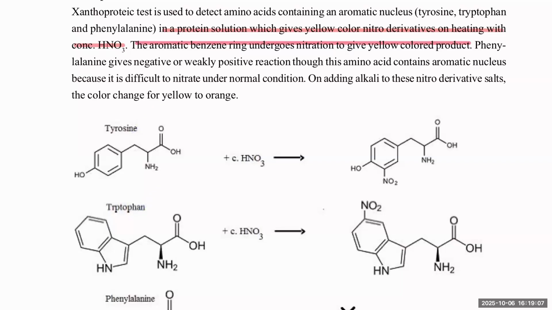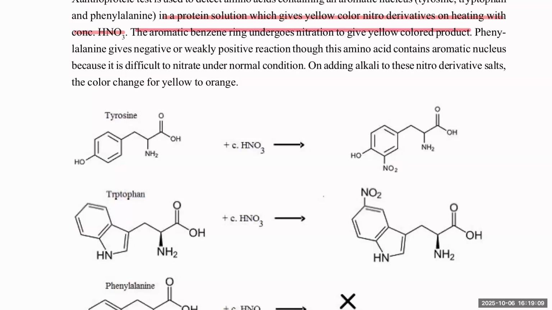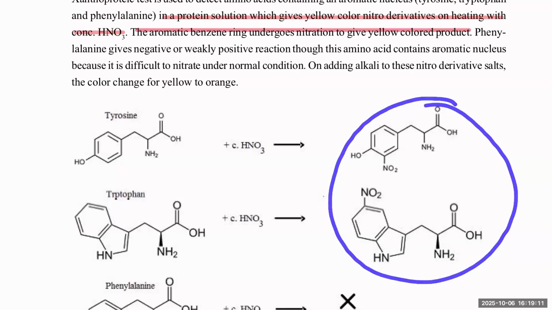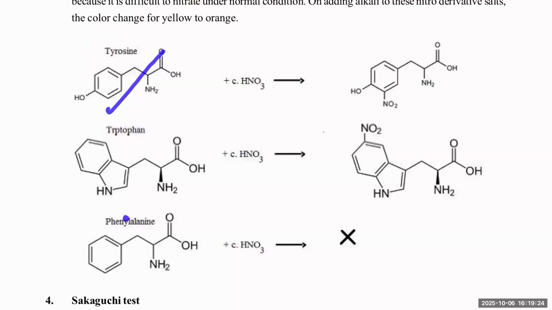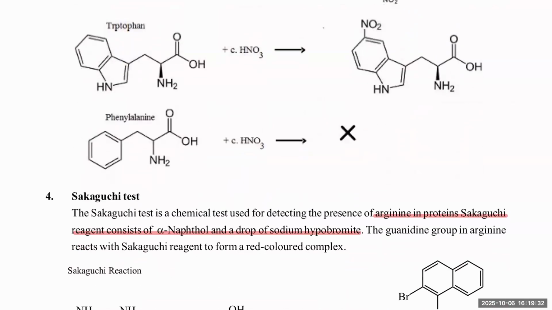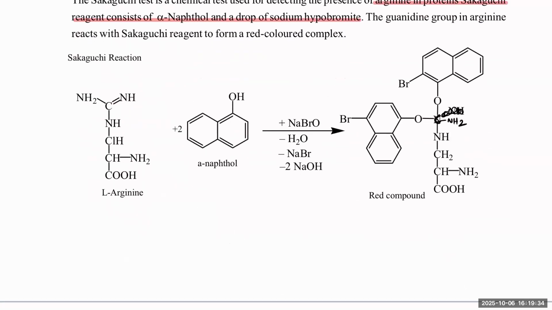So how do we know that it is making a reaction? Once it forms these nitro compounds, they appear to be yellow or orangish color. Agreed? So if I see yellowish to orange color, that means it is confirmed that there is a presence of tyrosine or tryptophan in the chains. Clear?